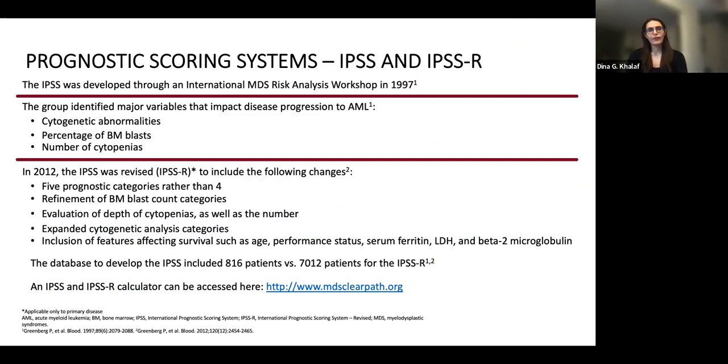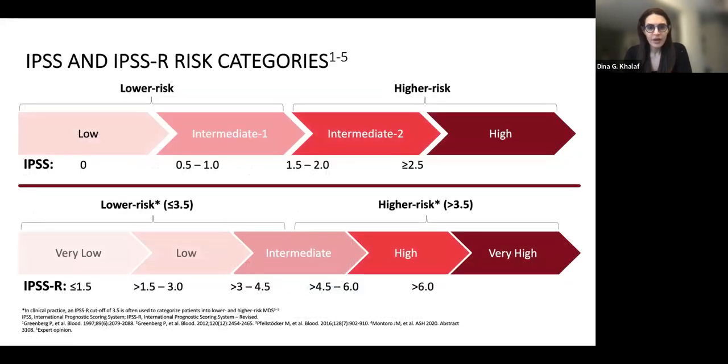So as I mentioned before, the prognostic scoring systems, we had the IPSS and the IPSS-R, and it's a calculator that you would be able to punch in data and get the scores. As I mentioned, the MDS ClearPath that you can basically access online incorporates the IPSS-M at the same time, or the molecular.